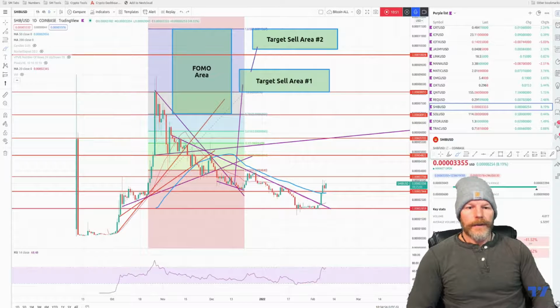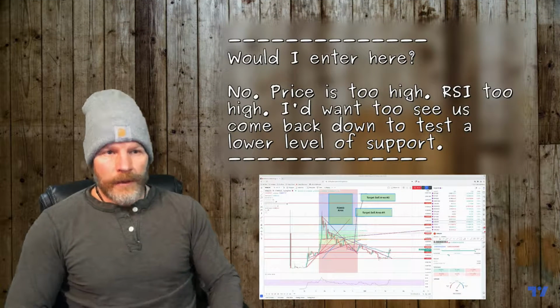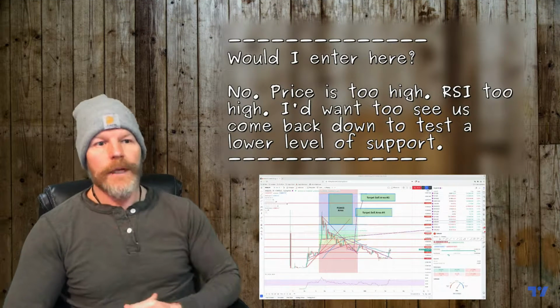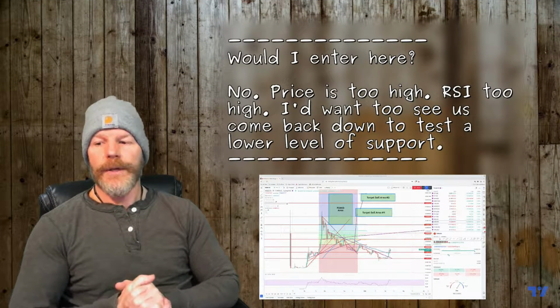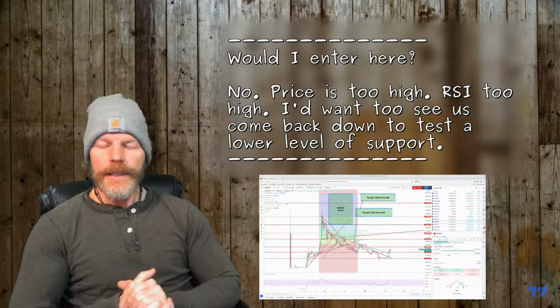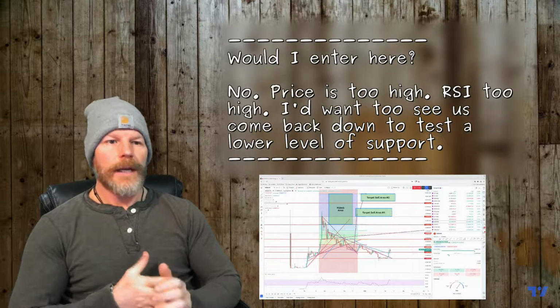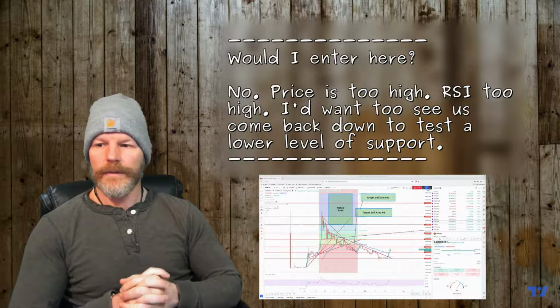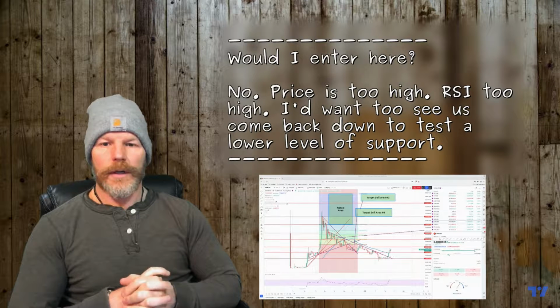All right, so anyways, in conclusion, would I enter here? No. For me, the price is too high, RSI is too high. I'd really want to see us come back down and test a lower level of support to look for a good trade entry.